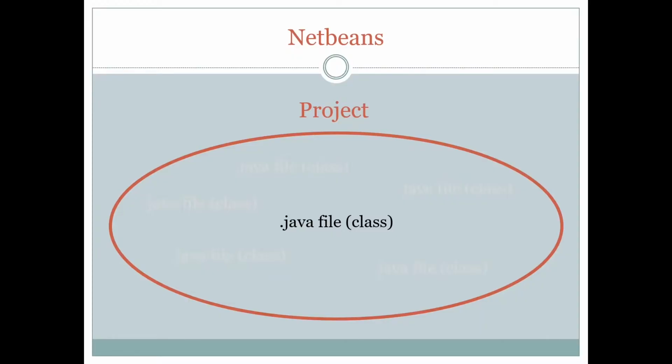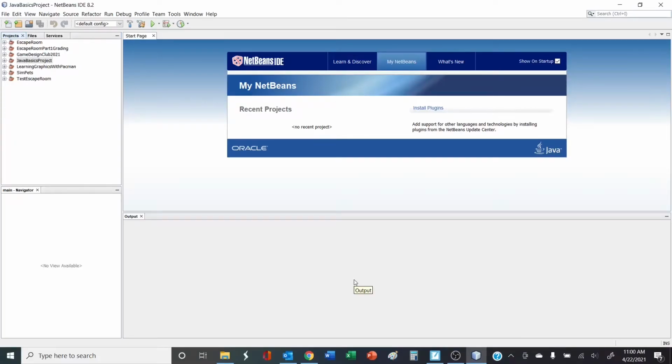So let's head over to NetBeans and see how we can write our first Java program. So this is the NetBeans IDE. When you first open it up, you'll have something over here called Start Page. This is just a generic introductory page. You can just close this. You can actually click this checkbox, so this will never appear when you open it again.